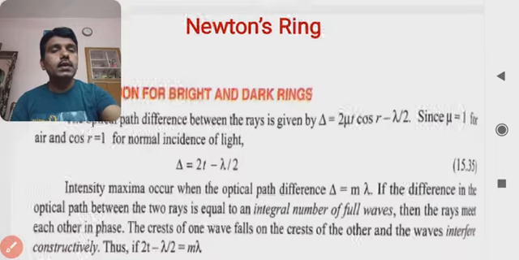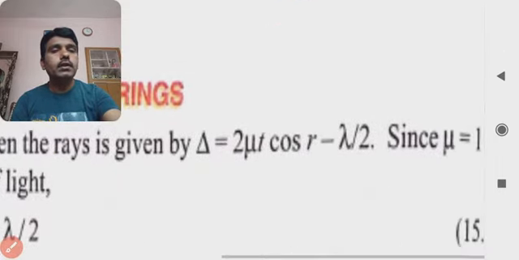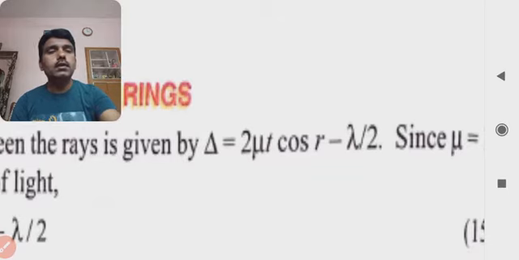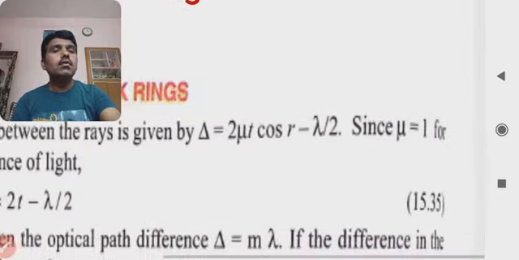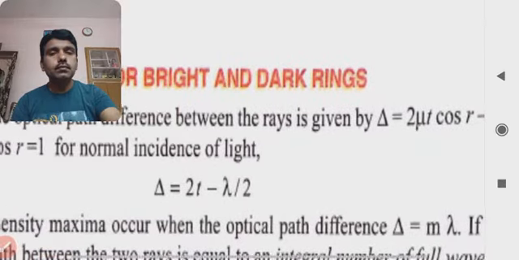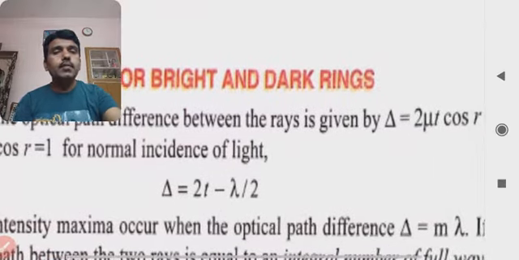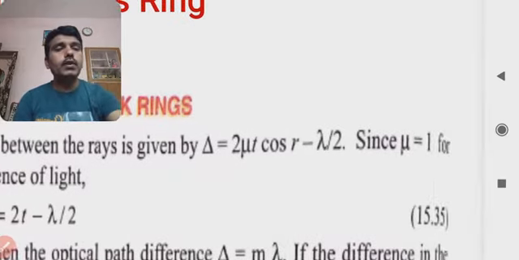And in this case the important factor is this path difference, as the rays emerge out from the air film and the reflected rays are there. In this path difference, mu is nothing but the refractive index of the air, and that will be 1. That's why the value for mu is given as 1.